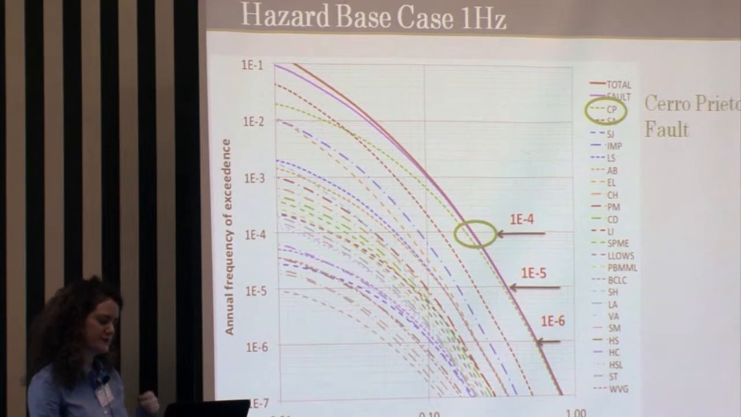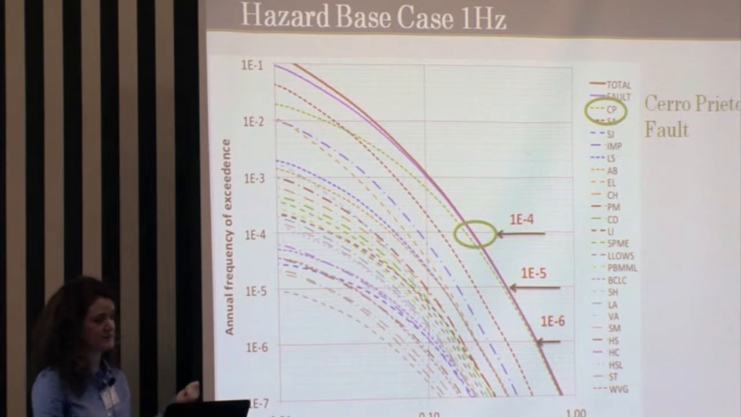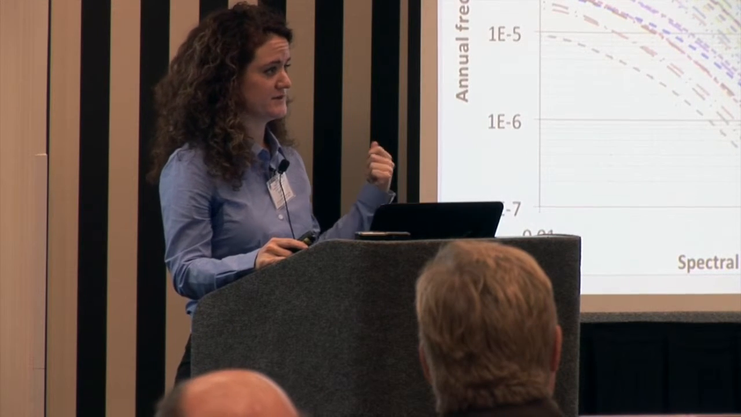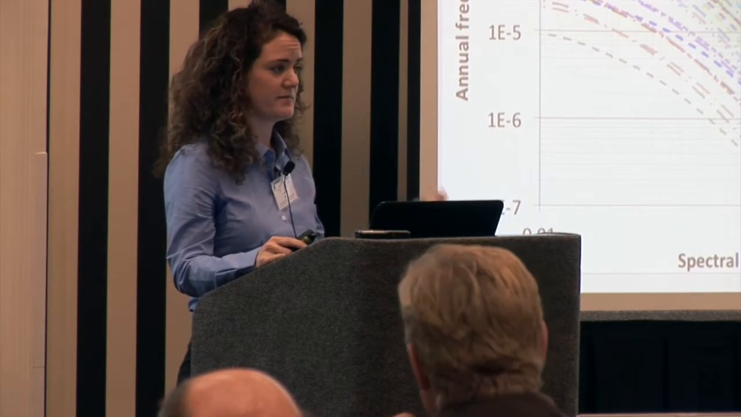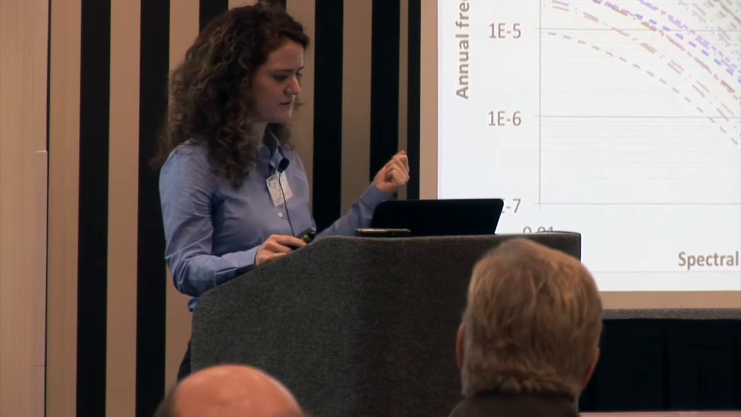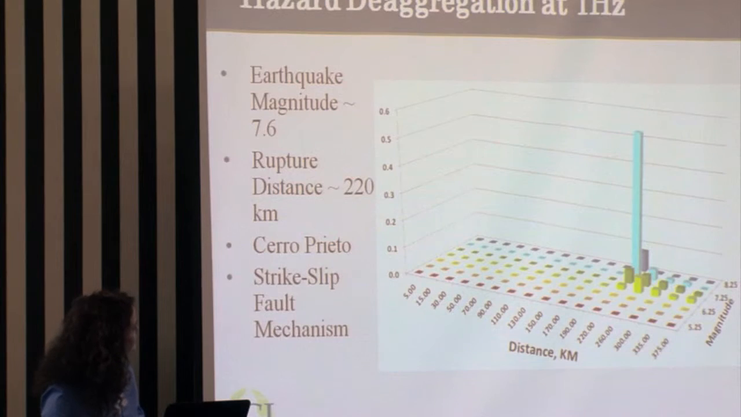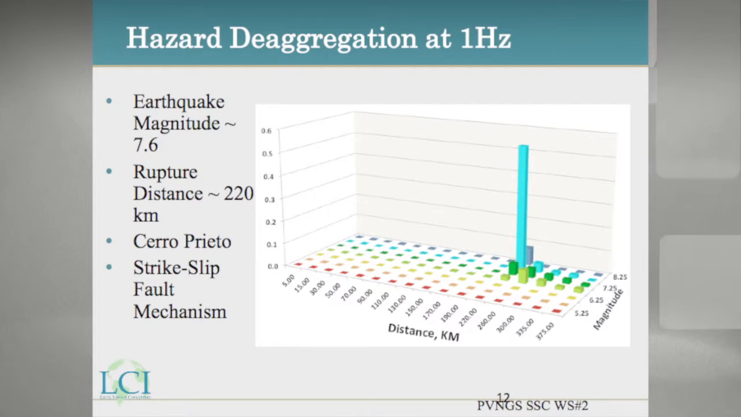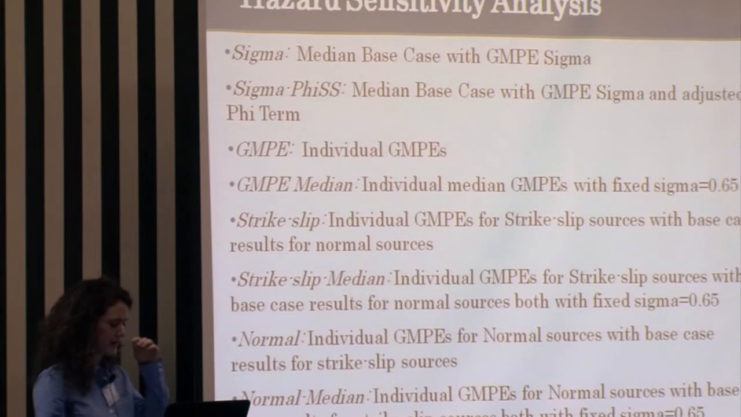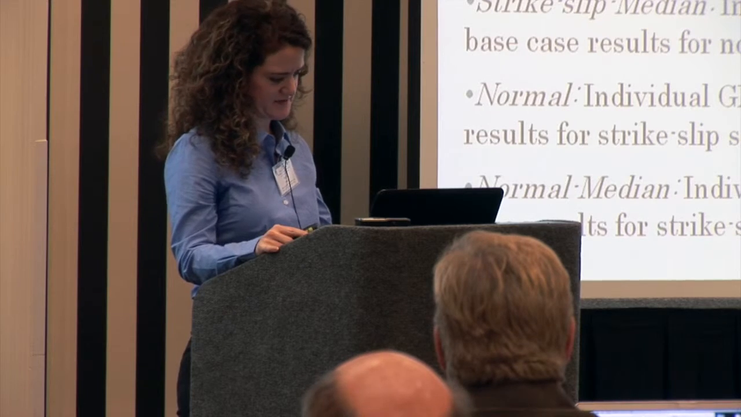So we know that for PGA at 10 to the minus 4, the Sierra Prieto is pretty much the predominant one, and it's the faults. At 10 to the minus 6, we have the background sources that are the primary contributors, the host source, and also at 1 hertz. And then if we look at the deaggregation, which just shows that it's a Sierra Prieto at 1 hertz. So now I'll be going into the hazard sensitivity.